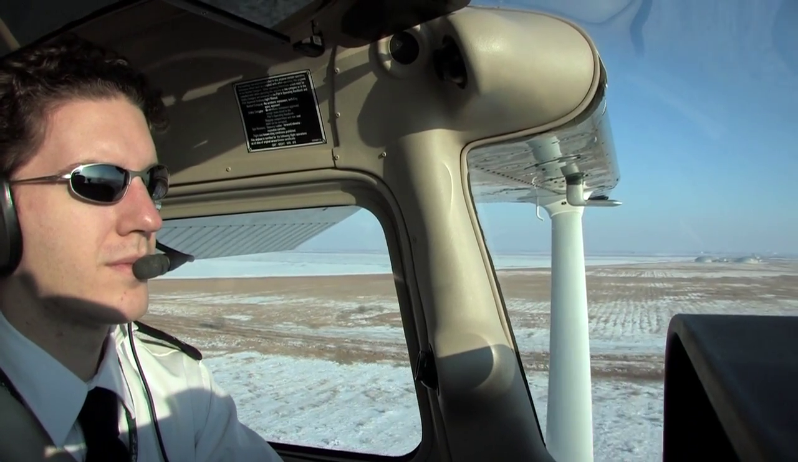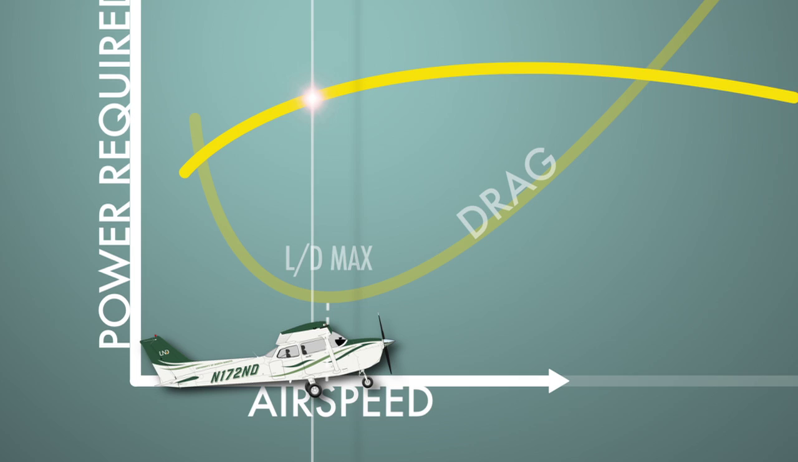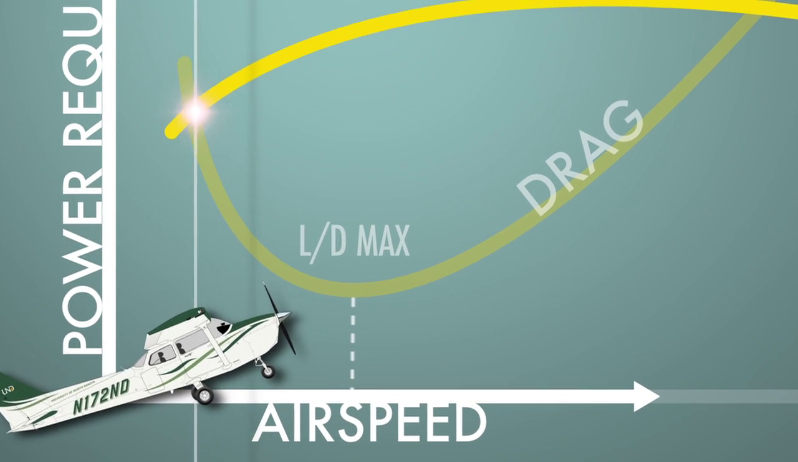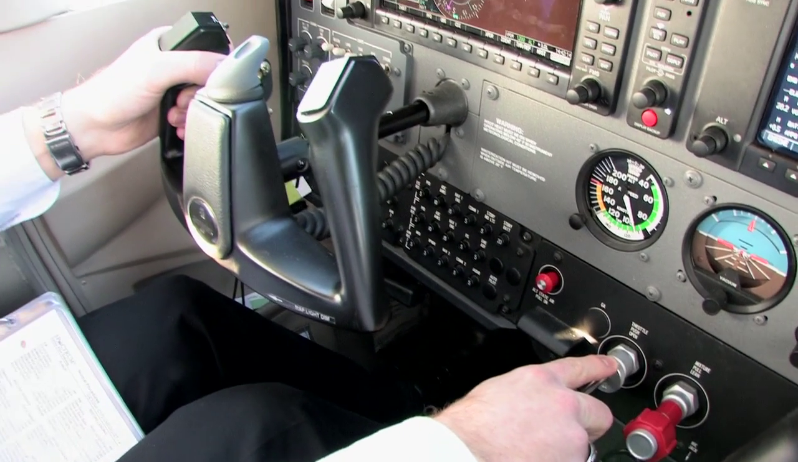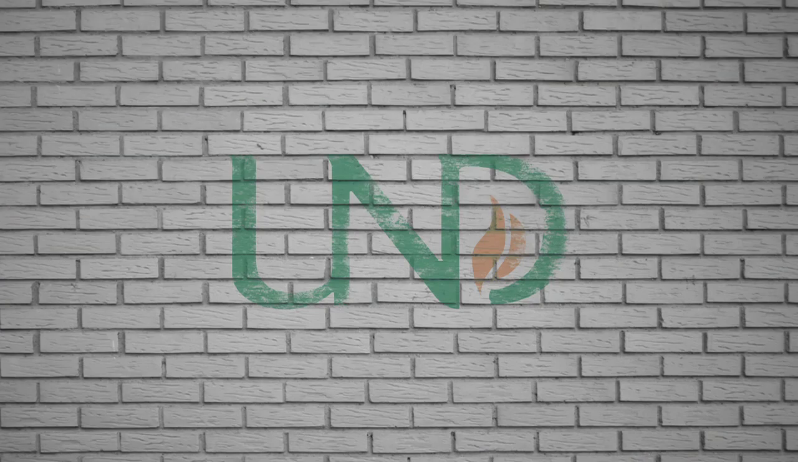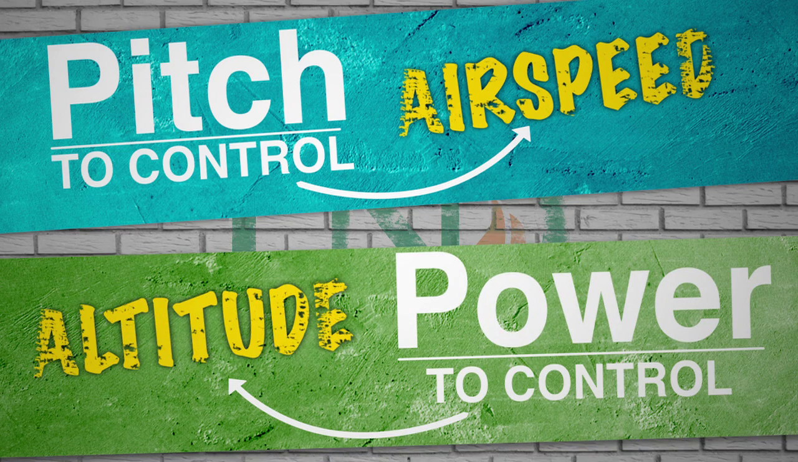It is important to realize that the aircraft is on the back side of the power curve. Any increase in pitch will increase drag and reduce speed significantly. Pitch control will have to be balanced with smooth power control. Pitch will affect airspeed the most, and power will change the flight path.